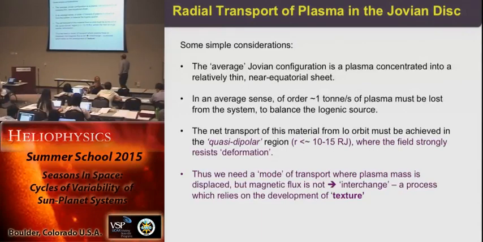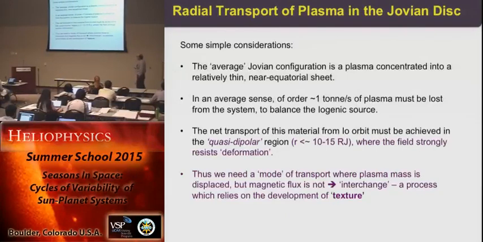And not only that, but the net transport of this material from Io orbit has to take place in a region where we know that the field is quasi-dipolar and doesn't really become strongly distorted. If you do observations of the field in this quasi-dipolar region, which contains Io's plasma torus, that field's pretty much dipolar, doesn't really distort or reconfigure very much. So how are we going to transport plasma without disturbing the field? It doesn't really make sense, right? So the conclusion of this kind of thinking is that we need a mode of transport where we displace plasma mass but not magnetic flux.